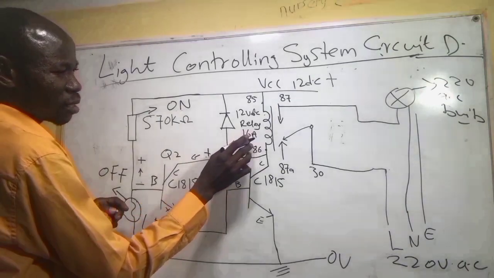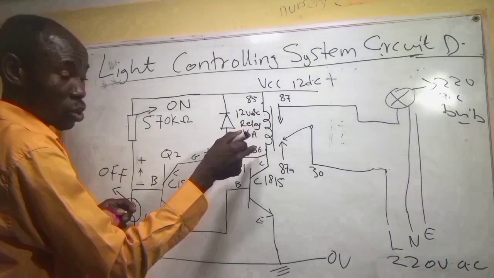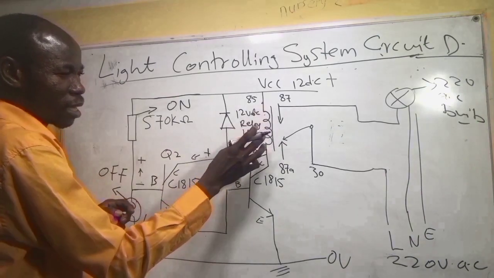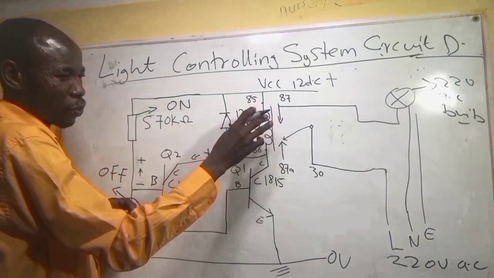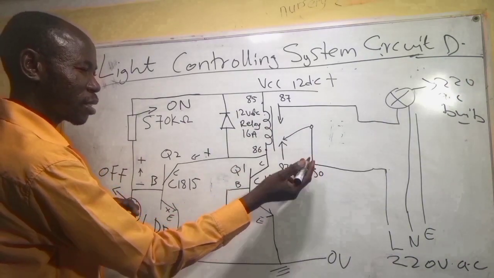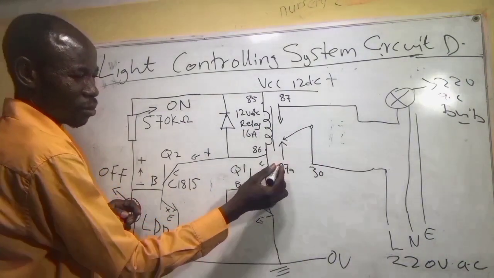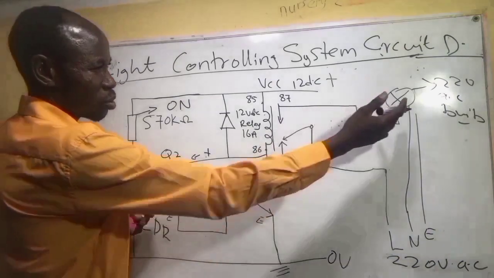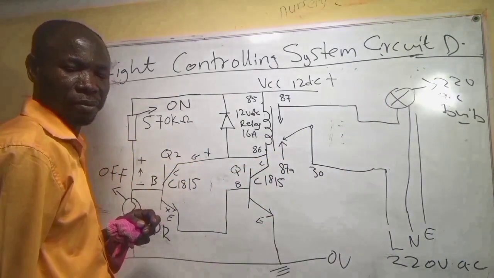So when pin 86 goes off, then the electromagnet will stop operation and let pin 30 come and rest at pin 87. That causes the load to go off.